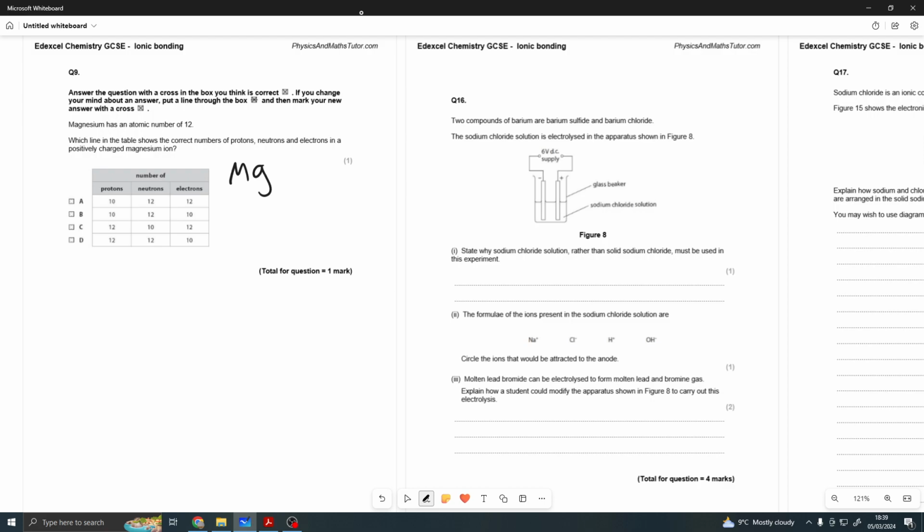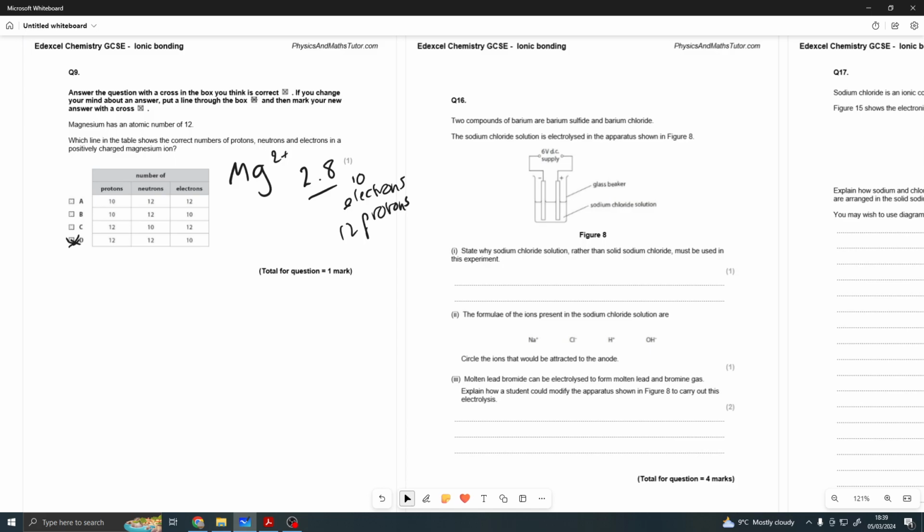So Mg2+ will be 2.8, meaning it's only got 10 electrons. It actually has 12 protons. So therefore the answer has to be D. It doesn't give you information about neutrons. You don't need that to work it out.